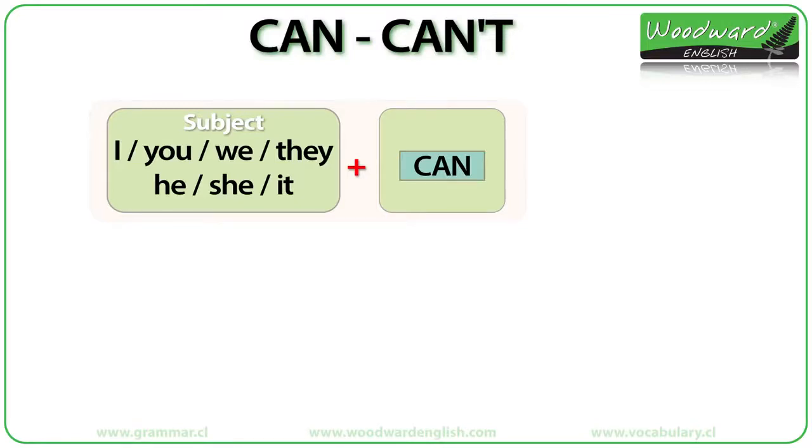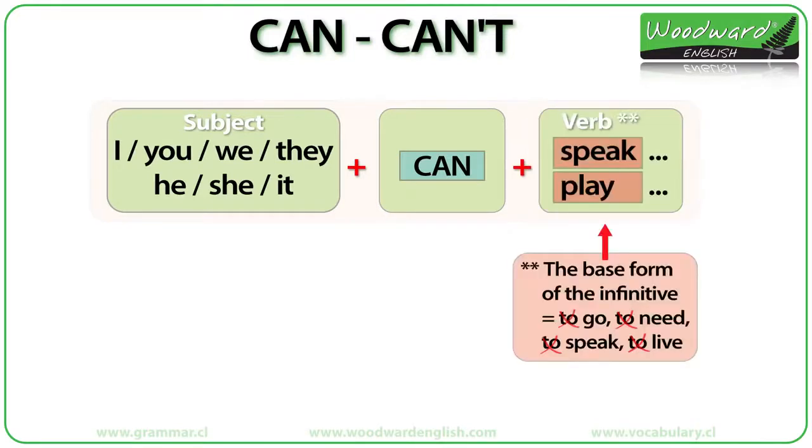What comes after can? The verb. I can speak. He can speak. I can play. He can play. There is no S at the end of the verb. We can speak. She can speak. They can play. It can play. Why is there no S at the end?